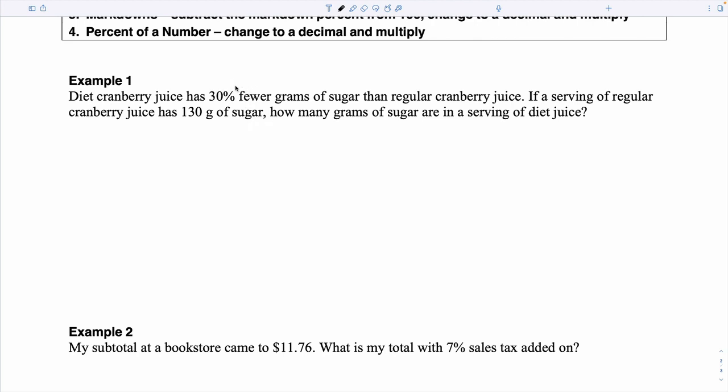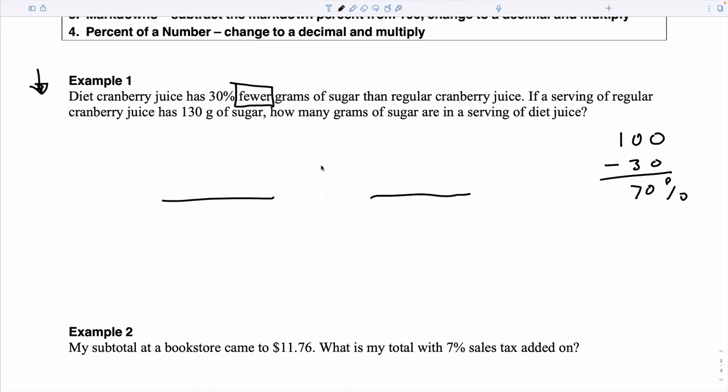What word clued you into that? 30% fewer. That means 30% less. We're marking down. Put an arrow down next to example 1. If it's a mark down, I'm doing what with the 30%? Lauren. I'm not getting 30% of the sugar. I'm getting 70% of the sugar. 30% less than 100.